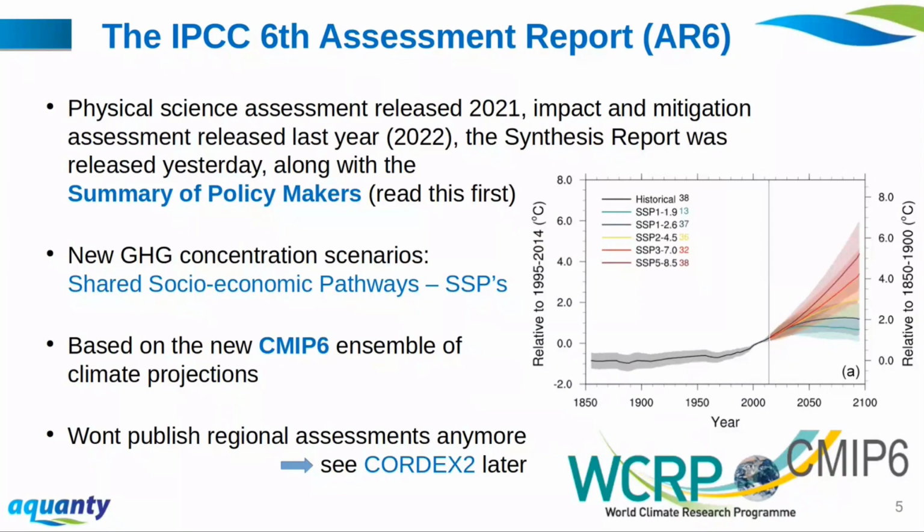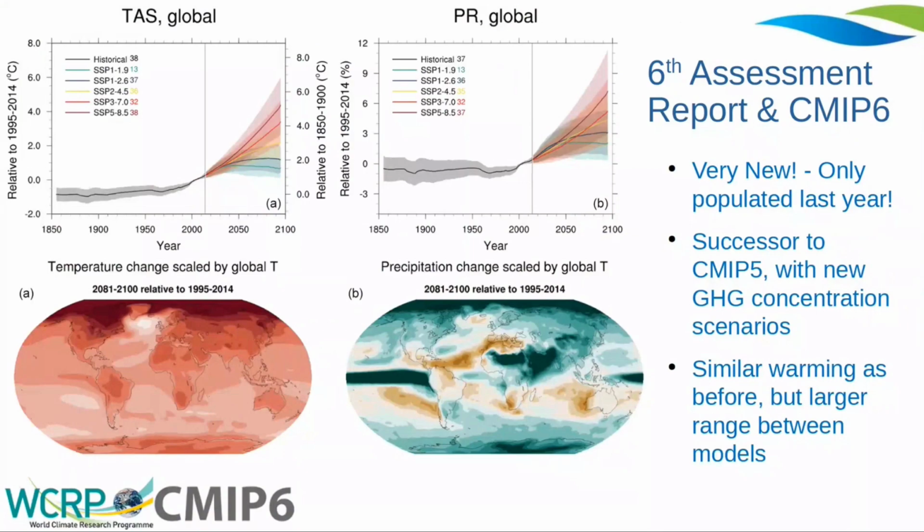There are also regional assessments, and it used to be the case that in CMIP5 and the AR5, these were published in the assessment reports as well. This is not the case anymore. They talk a bit about regional impacts, but they rely now more on national scale assessments and also CORDEX, which we'll talk about later as well. On the right-hand side, you see the temperature projections for the different scenarios. As I said, they're based on the CMIP6 Coupled Model Intercomparison Project. This is just a very high-level summary of the results.